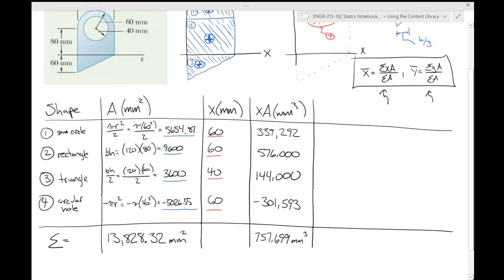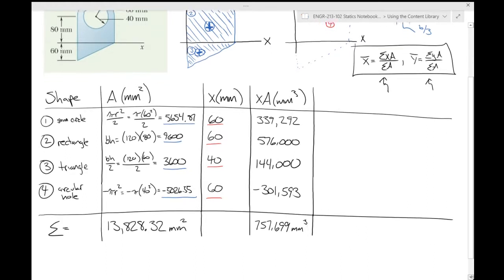So somebody tell me if they're getting the same answer I am. Wait, let me see. Hold on. Let me see if I wrote these down correctly. 339,292,576,144,301. I'm getting the 699 as well. I'm gonna go with that one. Check your digits because I didn't get the 300. Okay, all right.